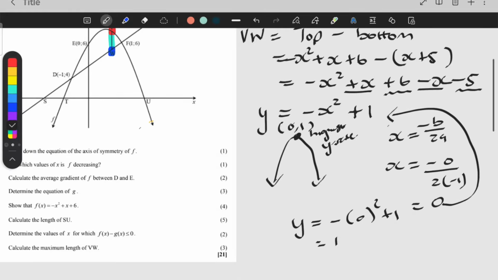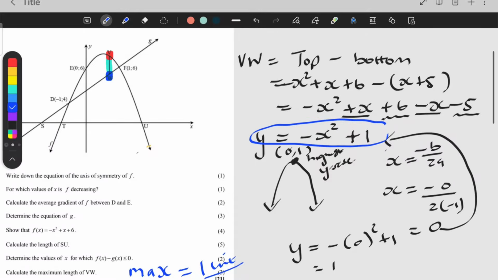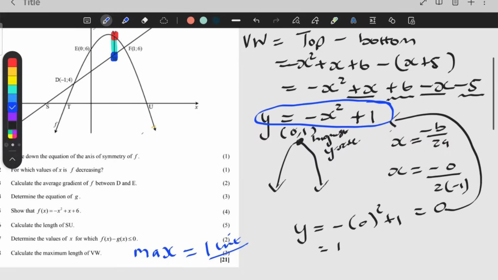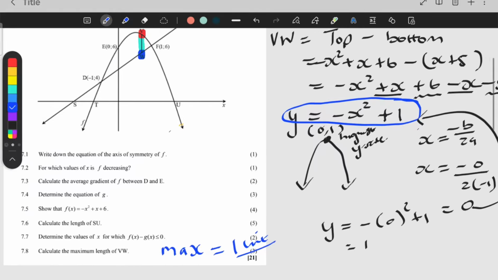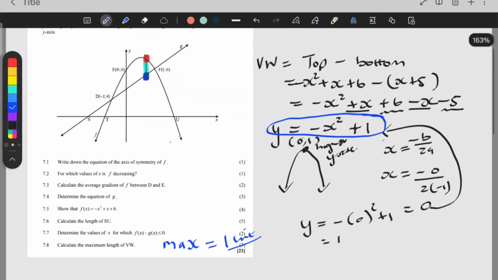Any minimum or maximum or lowest or highest refers to the highest y value, or the y value of the turning point. So the answer to this question, the maximum length of VW is 1 unit. Or you can complete the square. You take this answer here, top minus bottom, and simplify and then complete the square. But completing the square is the same as finding the turning point of a parabola. So that's how you would answer that question, and that is for 21 marks.